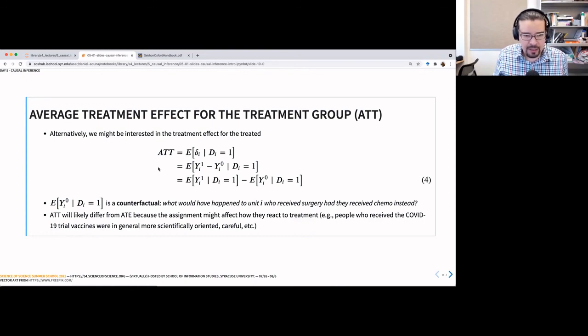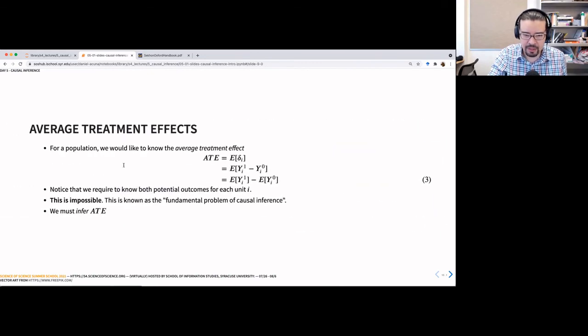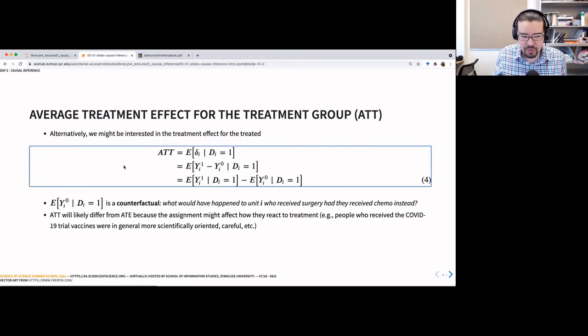Now the treatment effect for the people to whom we apply the treatment might be different from the average treatment effect. There might be a relationship between the assignment and the outcome. Let's say if we give the treatment to someone, there might be differences in how that person reacts. It might be like a correlation there.